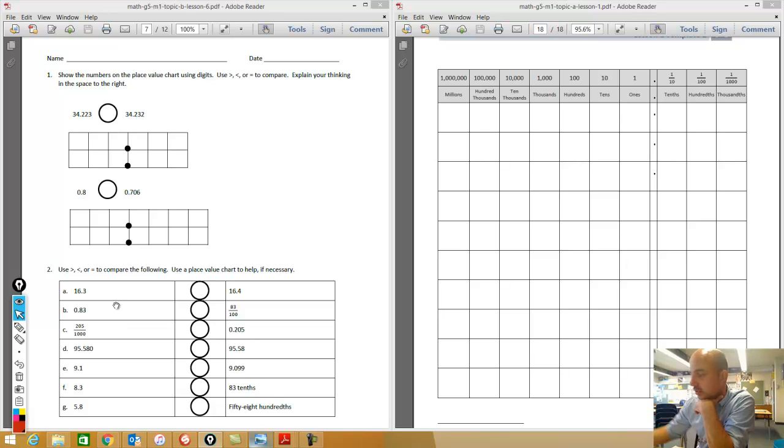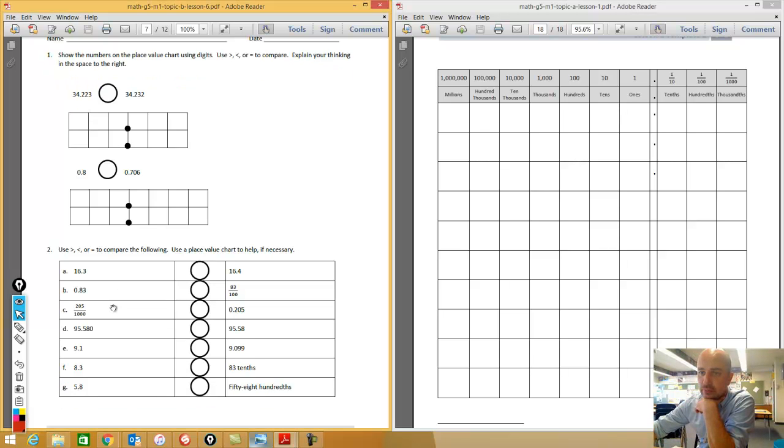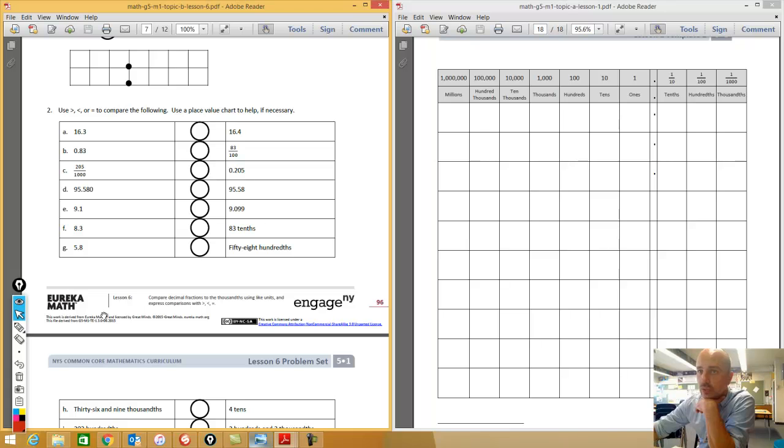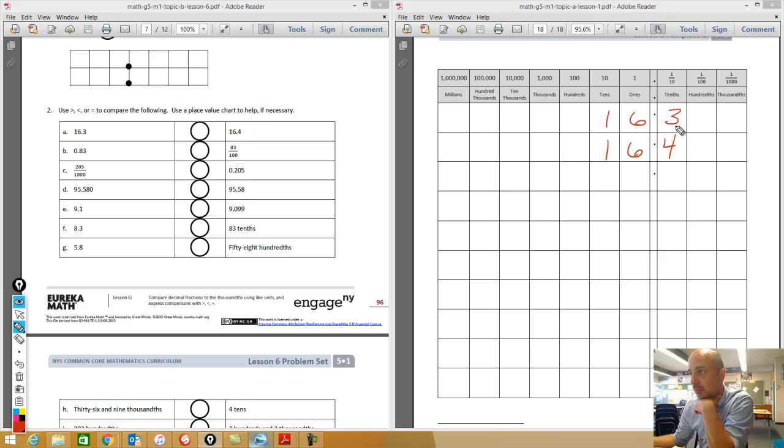Okay. Let's delete. Let's move down. These ones we're just using greater than, less than, or equal to compare. We're kind of getting it quick. But what you can do is over here on the place value chart, and if you don't have one, you can draw one. It's easy just to go, okay, 16 and 3 tenths versus 16 and 4 tenths. Compare, compare, compare. This one's bigger, this one's bigger, this one's bigger.